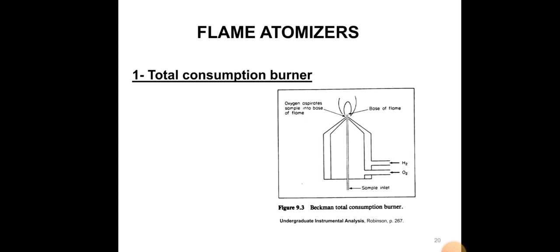We have two types of flame atomizers, or two types of burners. The first type, that is a very simple type, is called total consumption burner. In this type of burner, the fuel and oxidant gases and the sample will be mixed directly in the flame, and not before reaching the flame.